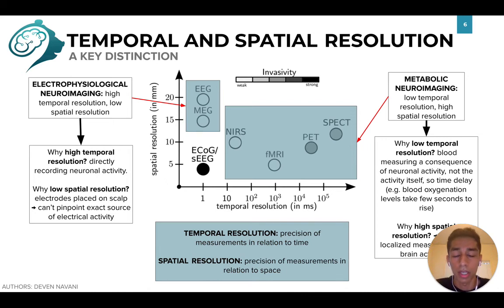As you can see, there are benefits to both electrophysiological neuroimaging and metabolic neuroimaging. That's why you'll often see that these two techniques are used in conjunction. Electrophysiological neuroimaging is useful for its high temporal resolution, which means there's little delay in measurements. On the other hand, metabolic neuroimaging techniques are often used for their high spatial resolution, because you can often pinpoint where the brain activity is coming from.